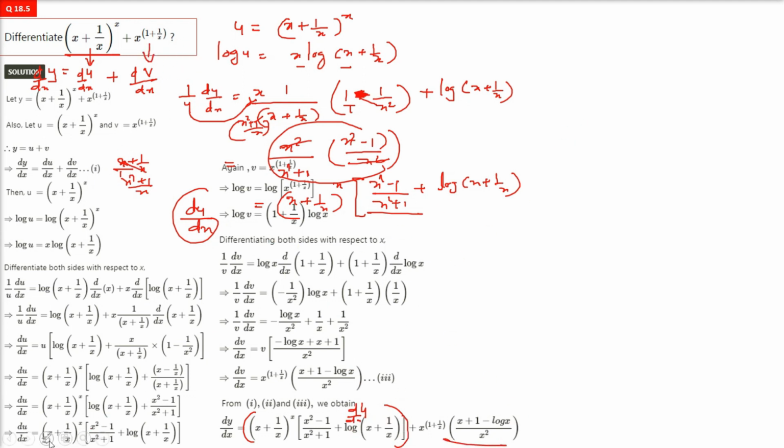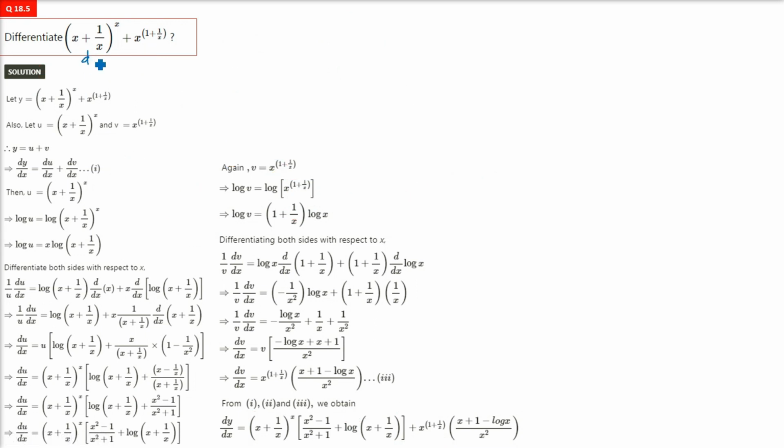We have lack of space, so I am just clearing it. Now du by dx we have already found out. Now we are going to dv by dx. v is equal to x plus 1 by x to the power 1 plus 1 by x. So log v will be equal to 1 plus 1 by x will come in front and then log of x.